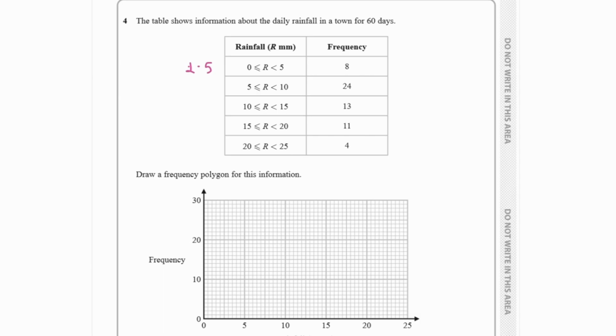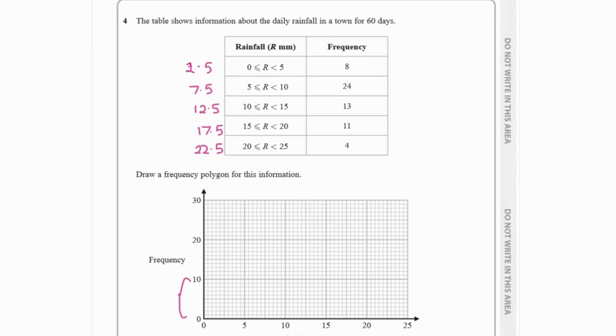So the midpoint for the first one will be 2.5, the second one will be 7.5, the midpoint of 10 and 15 is 12.5, the midpoint of 15 and 20 is 17.5, and the midpoint of 20 and 25 is 22.5. We can now plot these points on our graph, and because on our y-axis 10 small boxes represent 10 units, this means that each small box represents 1 unit.